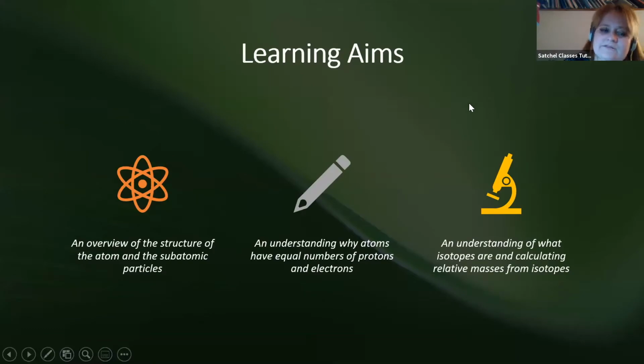So learning aims. Number 1, an overview of the structure of the atom and the subatomic particles. Number 2, an understanding of why atoms have equal numbers of protons and electrons. And number 3, an understanding of what isotopes are and calculating relative masses from isotopes. So quite easy things first of all, and the last one's probably one of the hardest things you'll get to in chemistry. Once you see that, it doesn't really get any harder than that, so don't panic.